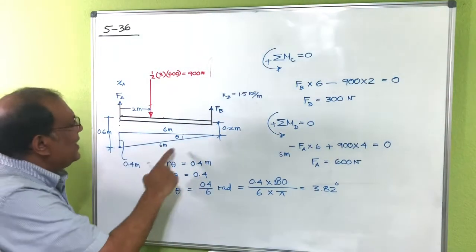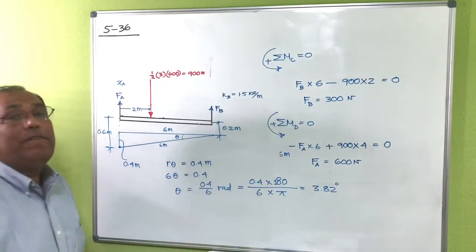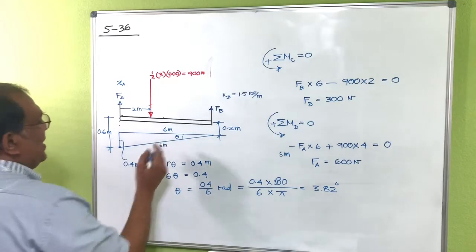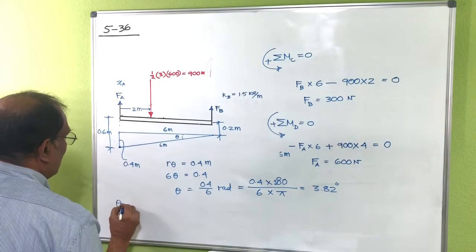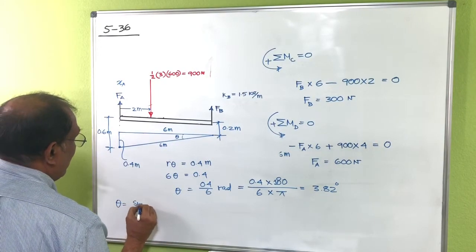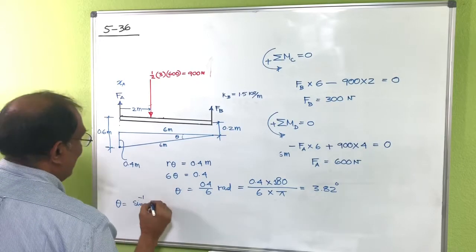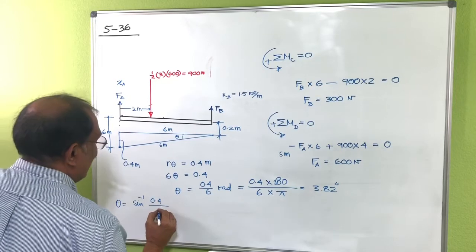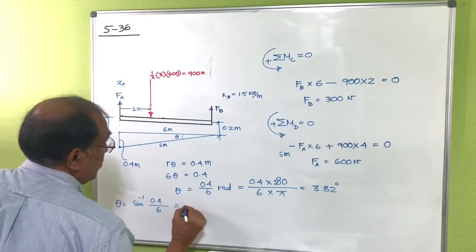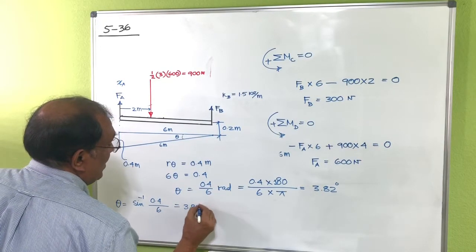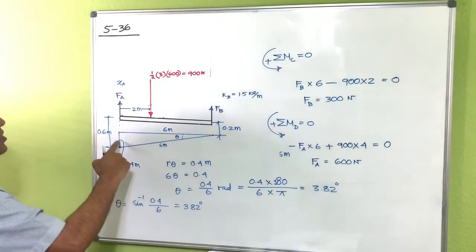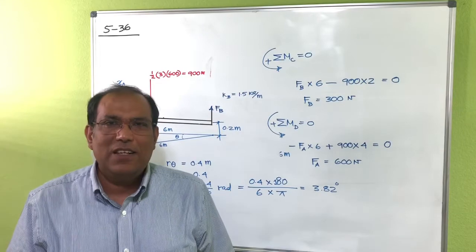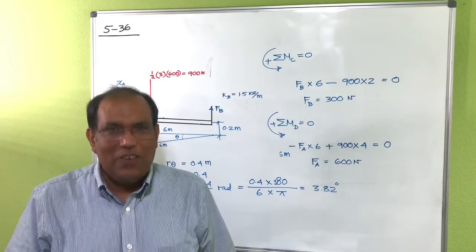So this angle is small enough. So sometimes you can also use theta is equal to sine inverse 0.4 by 6. That's also 3.82. Or tan inverse like this divided by this. You are gonna get a very similar answer. Okay? Now let's move forward.